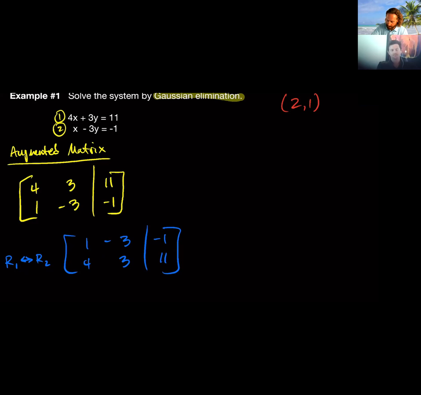I would have to take and multiply a negative 4 times row 1 and add it to row 2 to get a new row 2. And so that little sentence there in symbols is actually showing exactly how I got this new matrix. And all I'm going to do is multiply all this by negative 4.